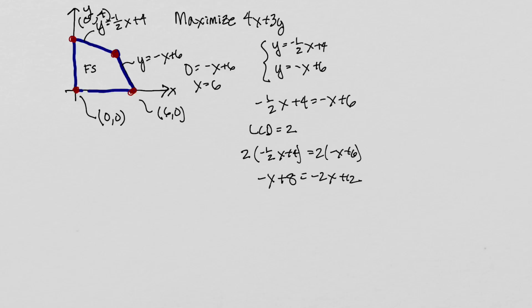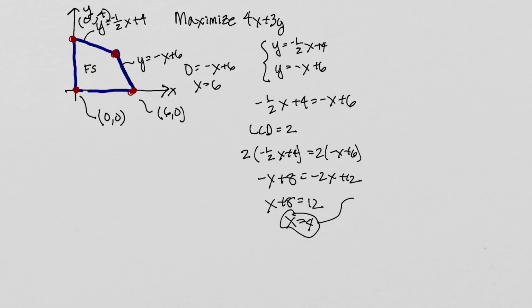Why don't we add 2x to both sides? So if we do that, we're going to get negative x plus 2x is x plus 8 is equal to negative 2x plus 2x is 0. This will give us a 12. Subtract 8 from both sides. We'll get x is 4.